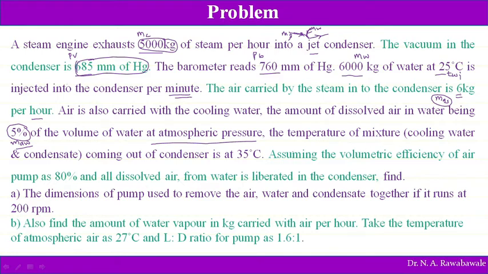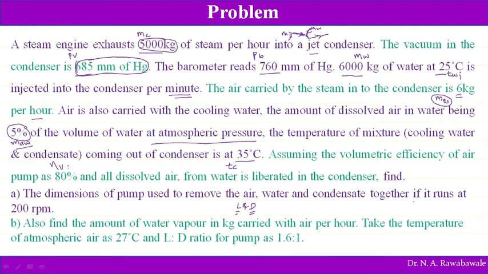Temperature of mixture, cooling water and condensate coming out of the condenser is at 35 degrees Celsius. So temperature of condensate, we can call this as 35 degrees Celsius. Assuming volumetric efficiency of air pump is 80%, and all dissolved air from water is liberated in the condenser. So in condenser, the air which is dissolved in the water is separated. Find the dimensions of pump used to remove air. So here L and D, means stroke length and diameter of piston of this pump has to be calculated.